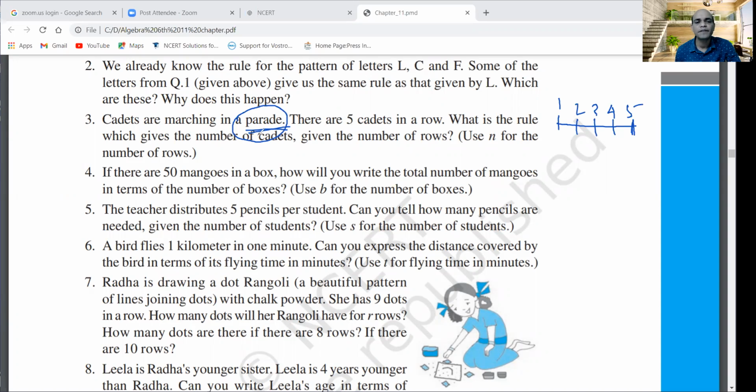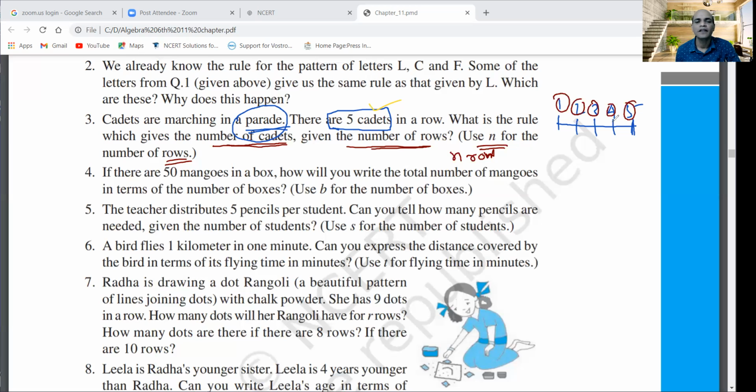What is the rule which gives the number of cadets given the number of rows? Use n for the number of rows. Do you understand? How many cadets are there in a row? 5 cadets. Got it? Good. Now, what is the rule which gives the number of cadets given the number of rows? It means use n for the number of rows. आया समझ में? मतलब अगर हमारे पास n रो हो गए, one row में कितने cadets है? How many cadets are there in one row? 5 cadets.